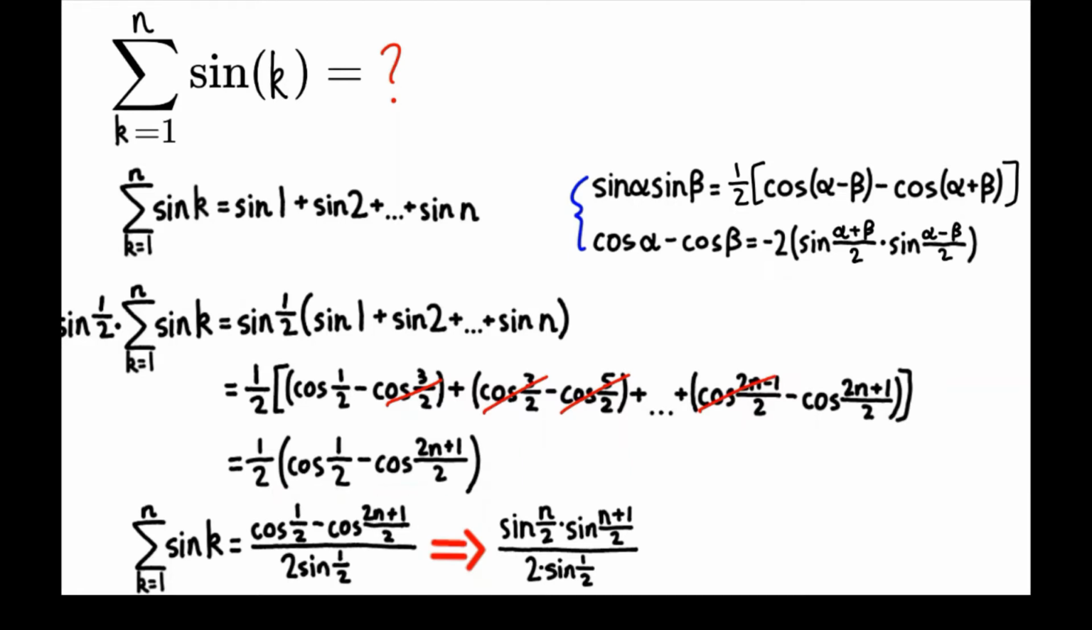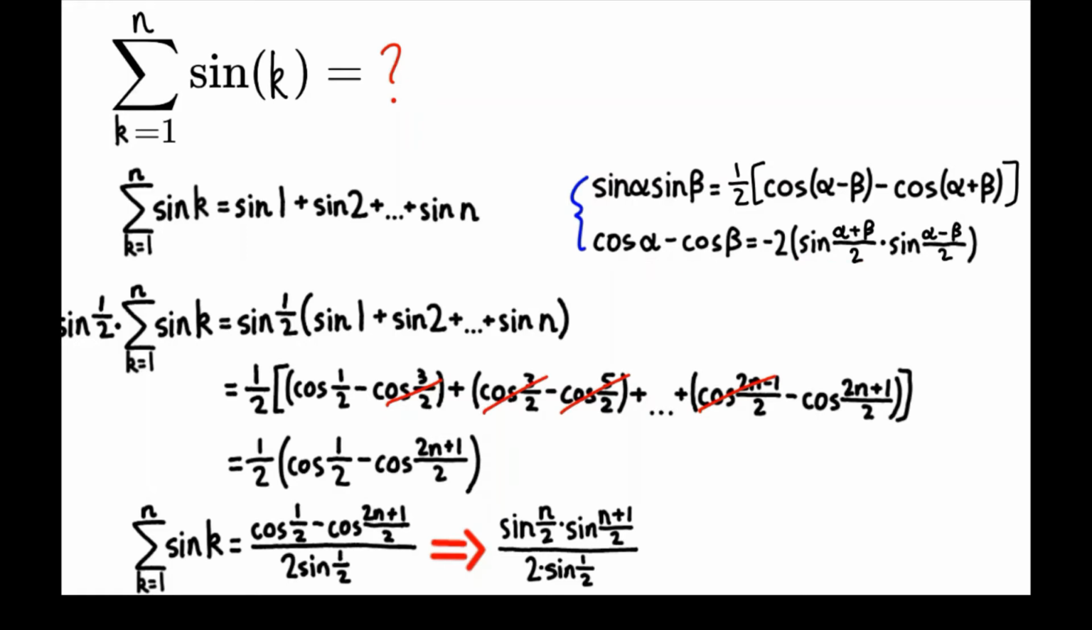So now we have another formula for subtracting one cosine from another cosine. Cosine alpha minus cosine beta is equal to minus 2 times sine of (alpha plus beta) divided by 2 times sine of (alpha minus beta) divided by 2. So let's put that in, shall we?